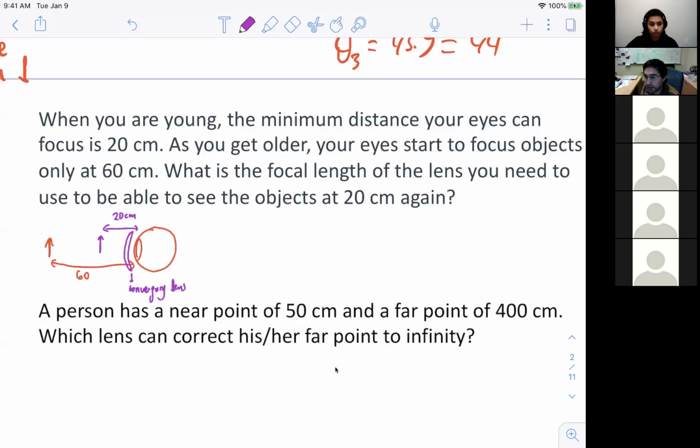That converging lens is going to create the image of the object at 60 centimeters. Okay, so it will create that image of the object at 60 centimeters, and then you will be able to see it. Does it make sense? Because your eye can see right now when it's at 60 centimeters, and that converging lens helps to have the image at 60 centimeters when the object is at 20 centimeters.